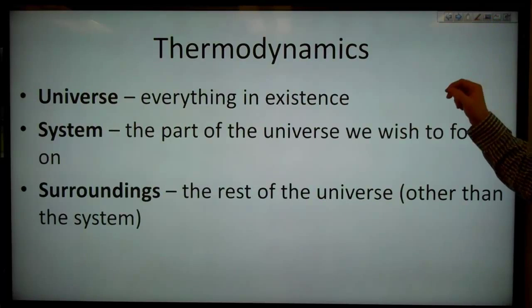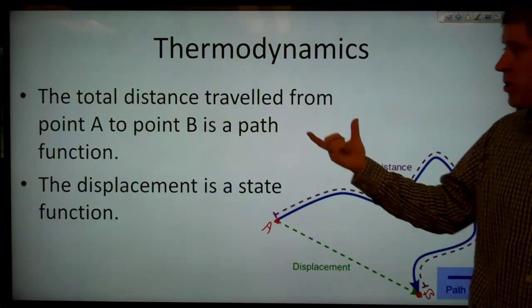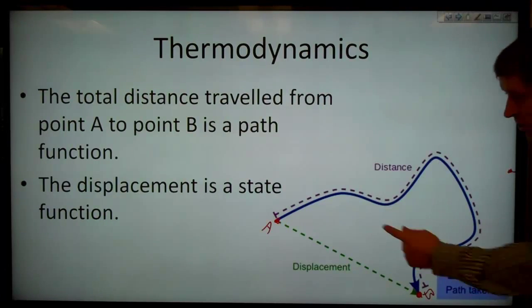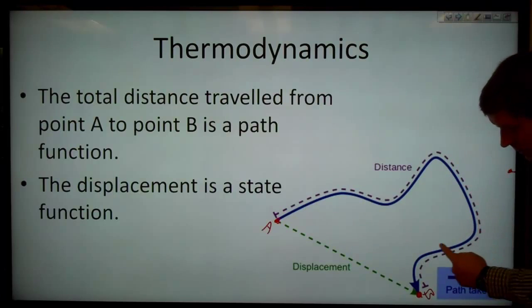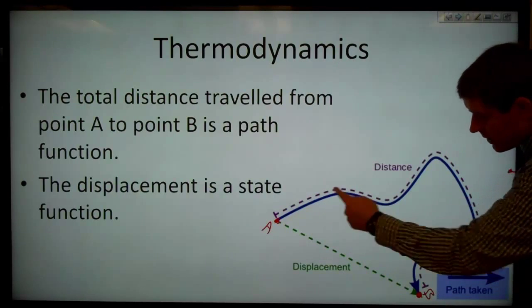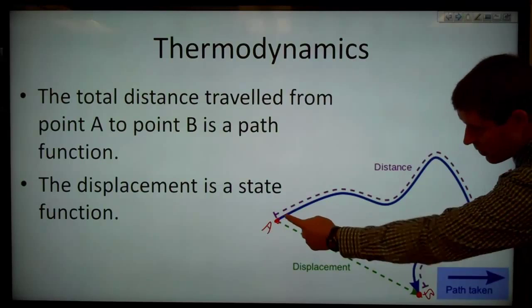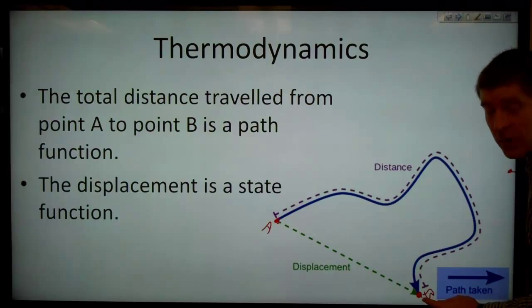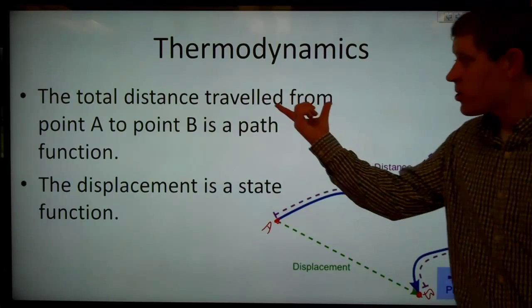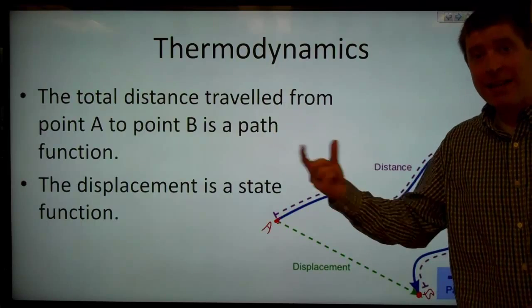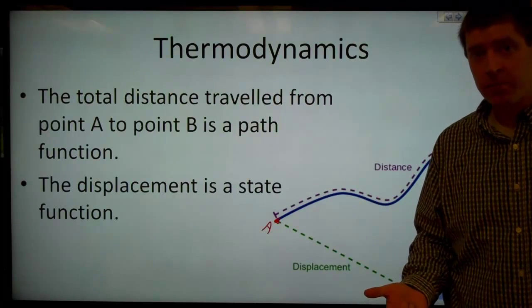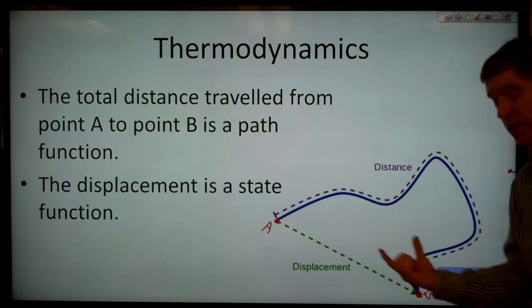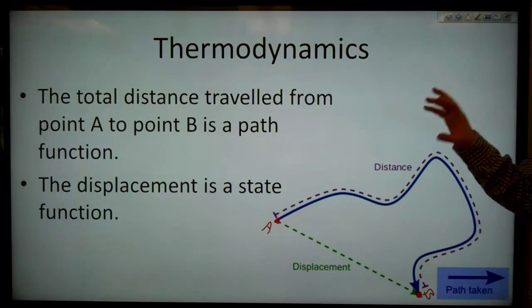But the total distance traveled does depend on the path that we take. If we take this path, that's a much longer distance than if we go straight from A to B. So the total distance traveled is a path function. It depends on the path that we take. But the displacement is a state function. So this is one example.